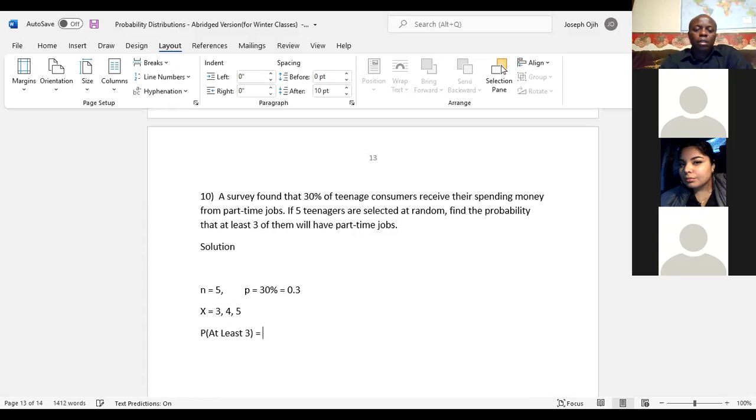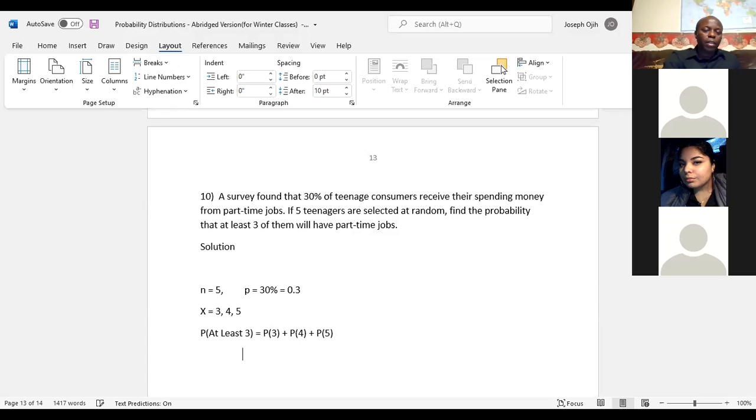3. At least 3 means probability of 3 plus probability of 4 plus probability of 5. So if you're using the formula, that means you're going to calculate the probability of 3, then calculate the probability of 4 using the formula, then calculate the probability of 5, then add them. That will take you time. But with the table, we can get this right away. We know that our N is 5, P is 0.3, and X is 3, 4, and 5. So we just get it from the table and put our answer here.